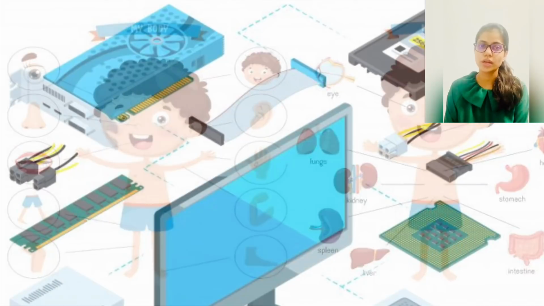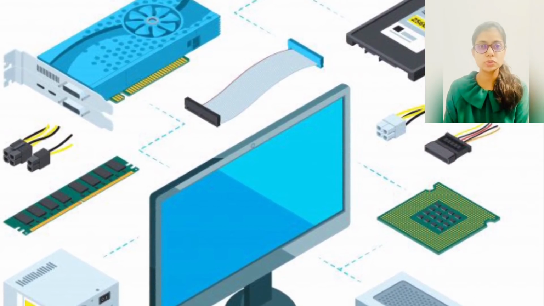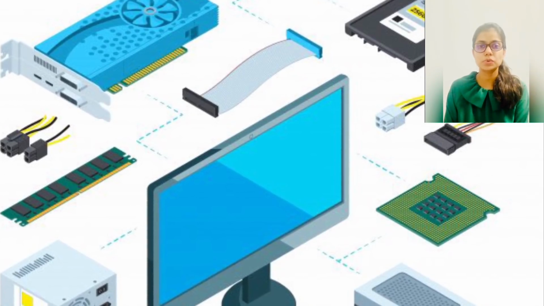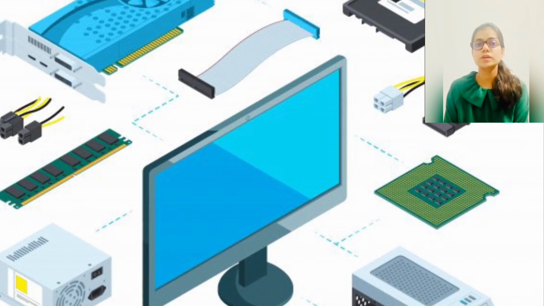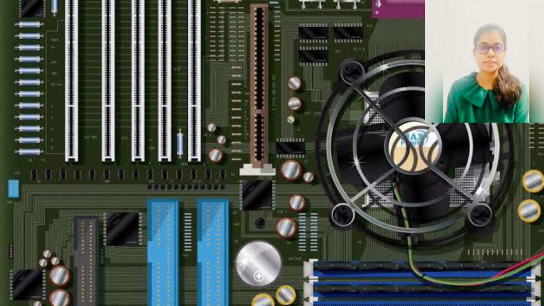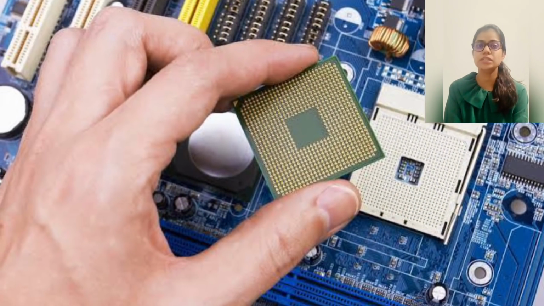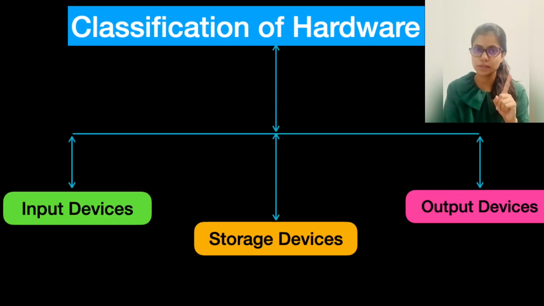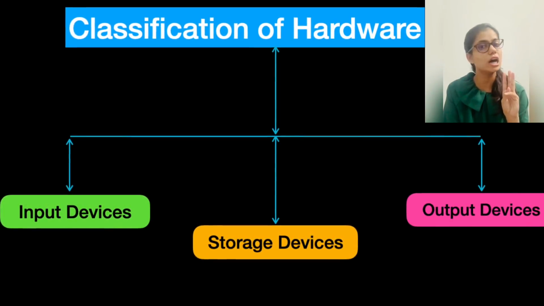In the same way, computer consists of some parts that are visible to you, that is monitor, keyboard, mouse, printer, speakers, microphone, etc. But there are some hardware parts that are inside the CPU. For example, hard disk, CPU chip, etc. Hardware of a computer is classified into three parts. First one, input devices, second, storage devices, and third one, output devices.